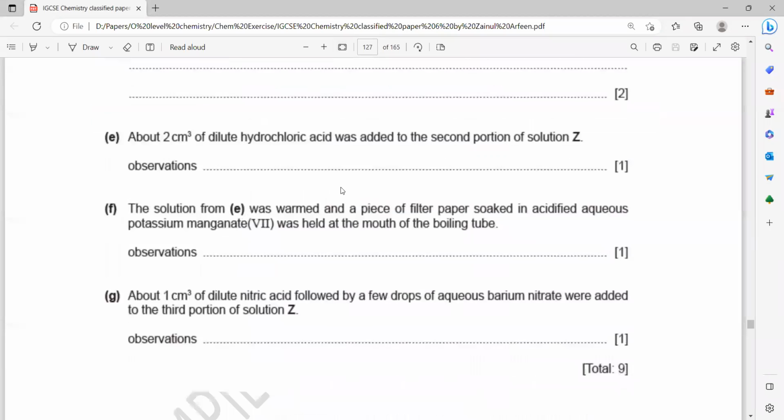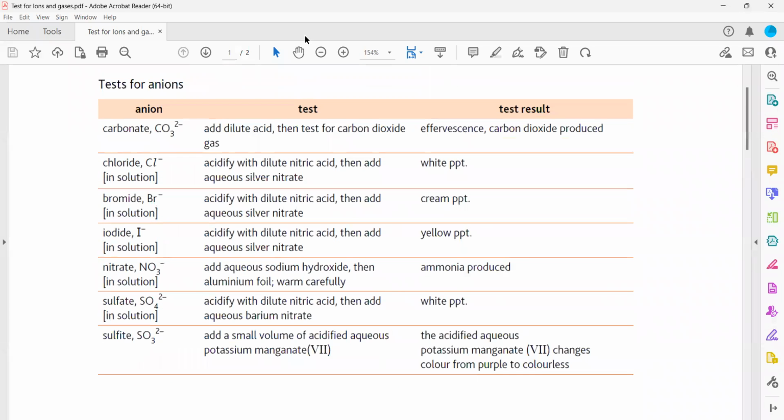Then the part where solution E was warmed. Now when we add hydrochloric acid and warm the solution, this is actually a test for sulfite ion. So already we know a sulfite ion is there. For the sulfite ion test, a small volume of acidified potassium manganate is used, so acid and then potassium manganate. As a result, the acidified potassium manganate changes from purple to colorless. We must heat as well, supplying heat energy.